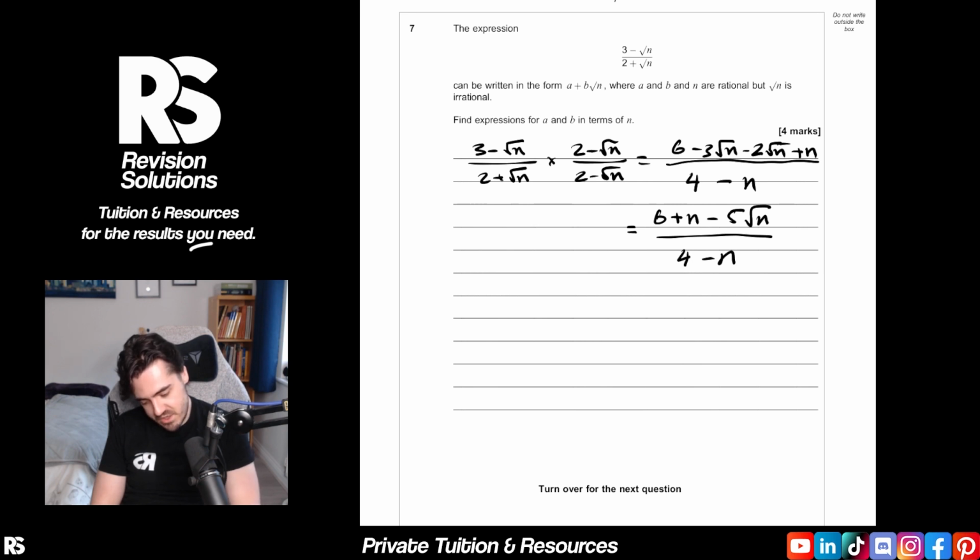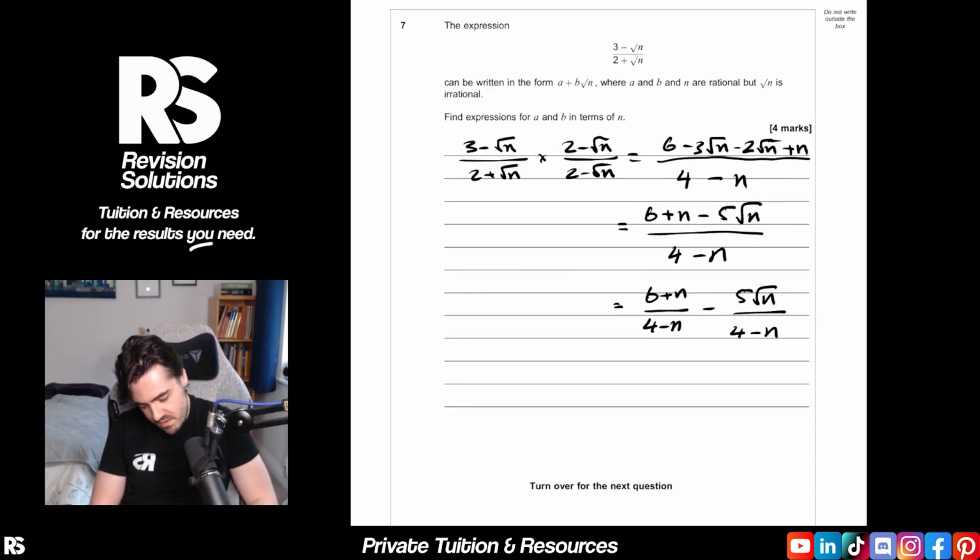So we can split the fraction up to have it in this form. That would be 6 plus n over 4 minus n, and minus 5 root n over 4 minus n. So that would mean a is 6 plus n over 4 minus n, and b is minus 5 over 4 minus n.